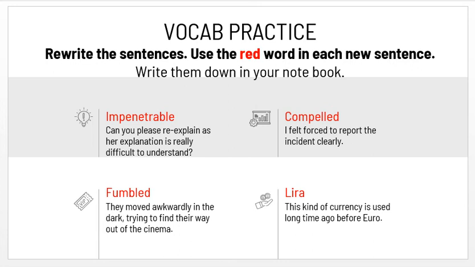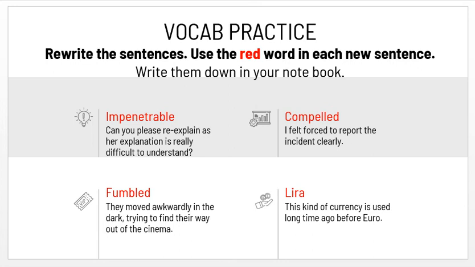The second word is fumbled. Then the sentence is, they moved awkwardly in the dark, trying to find their way out of the cinema. Find words or phrases that have the same meaning as fumbled. Then the third is compelled. I felt forced to report the incident clearly. So find words that have the same meaning as compelled. Then the last is lira. This kind of currency is used long time ago before euro.